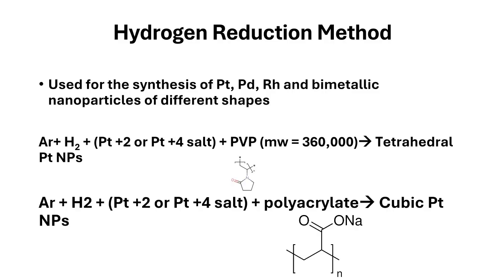After adding potassium tetrachloroplatinate or potassium hexachloroplatinate and polyacrylate to the doubly deionized water, argon is bubbled for 15 minutes, and then hydrogen gas is bubbled for 5 minutes. This results in the formation of cubic platinum nanoparticles. The sealed flask was allowed to react with the hydrogen overnight to form the cubic nanoparticles. Both of these nanoparticles are light brown in color.